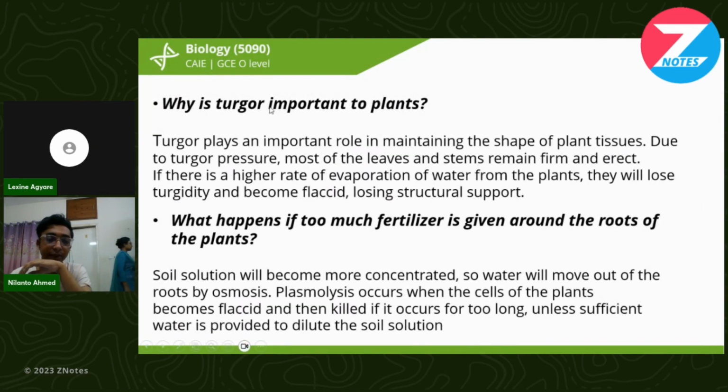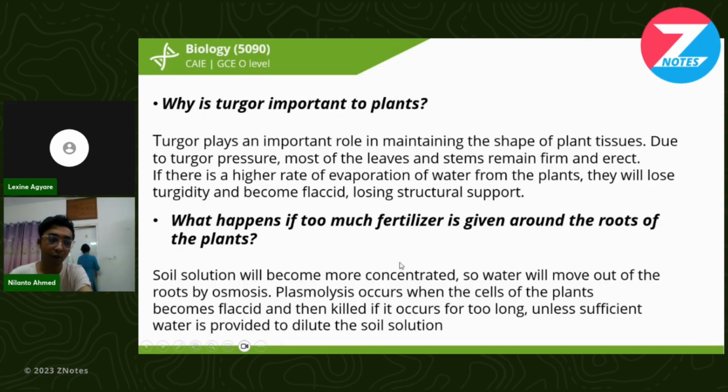Now this turgid pressure is also important for plants, as it plays an important role in maintaining the shape of plant tissues. Due to the turgid pressure, most of the leaves and stem remain firm and erect. If there is a higher rate of evaporation of water from the plants, they will eventually lose turgidity and become flaccid, losing structural support. Now, what if we give too much fertilizer around the roots of the plants?